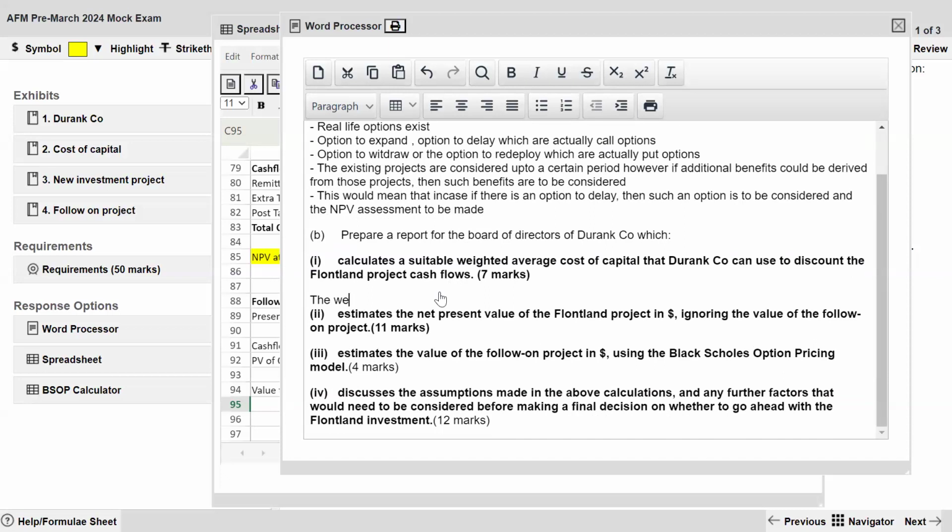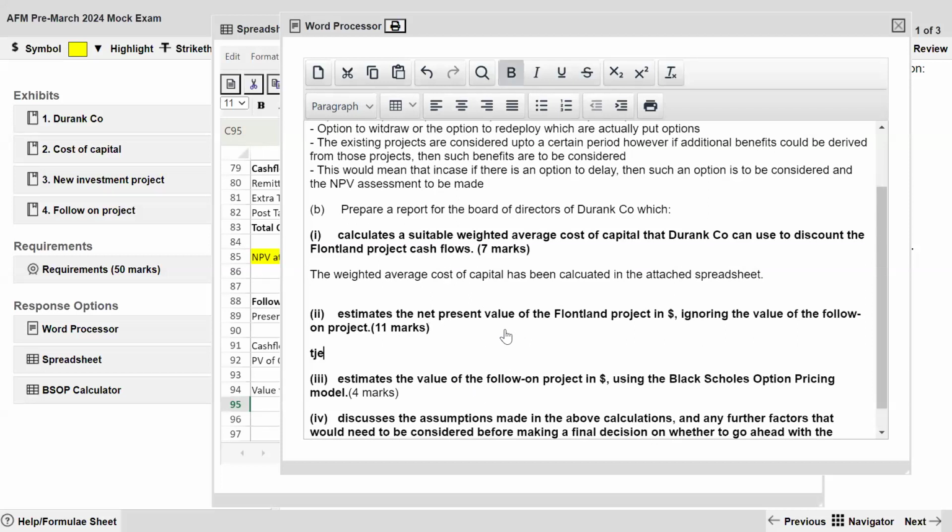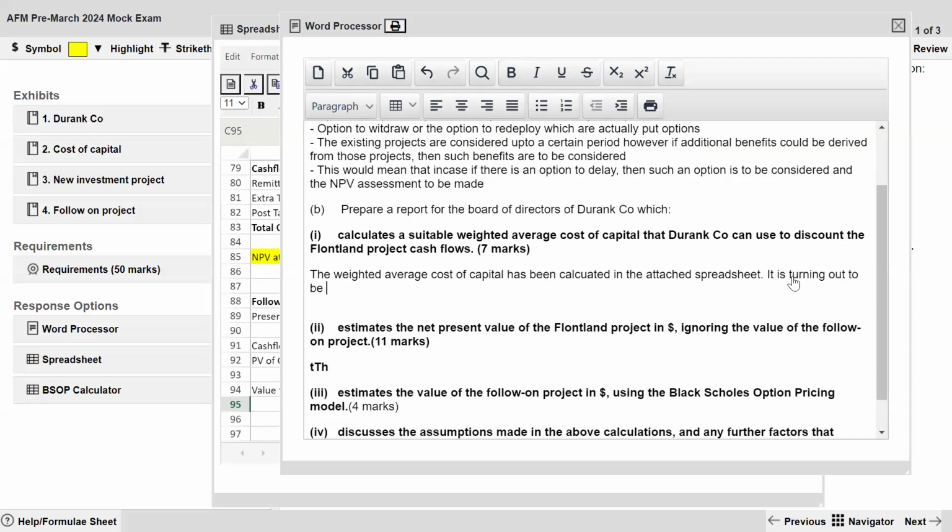The weighted average cost of capital has been calculated in the attached spreadsheet. The net present value, it is turning out to be 9% approximately.